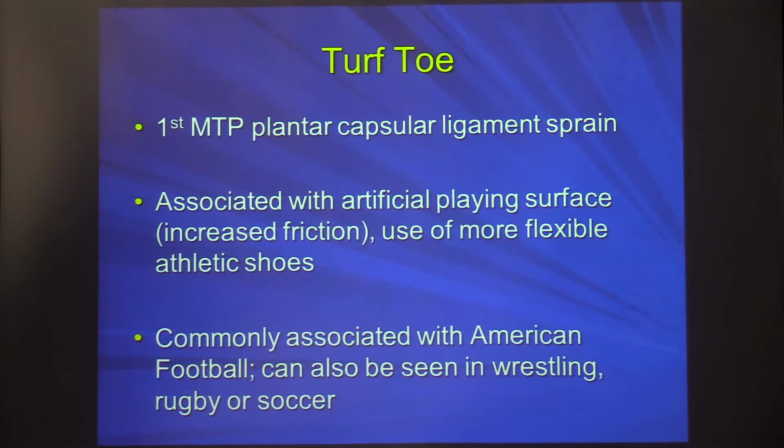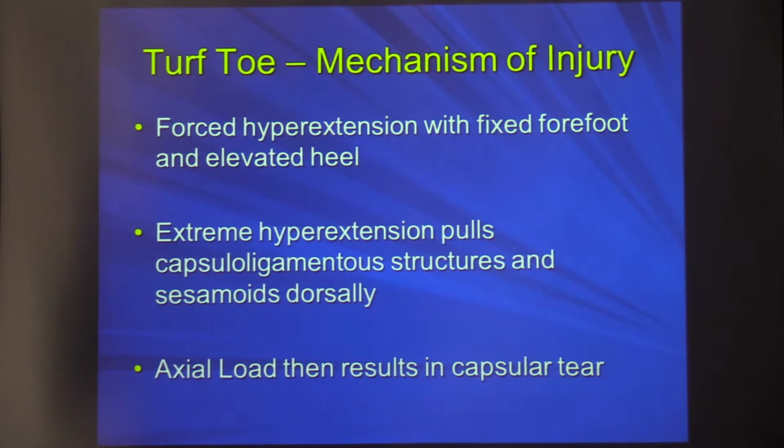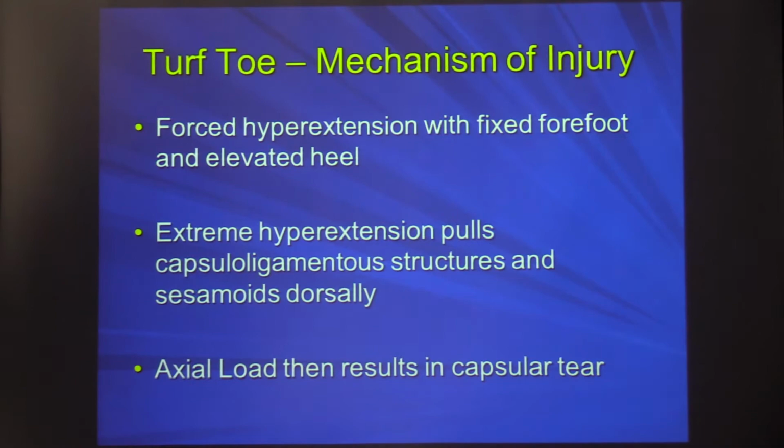The mechanism is forced hyperextension with a fixed forefoot and elevated heel. Some people use the term hyperdorsiflexion, which I think is confusing. What this injury does is pull the capsule, ligamentous structures, and sesamoids dorsally. An axial load is applied, and the capsule ruptures.